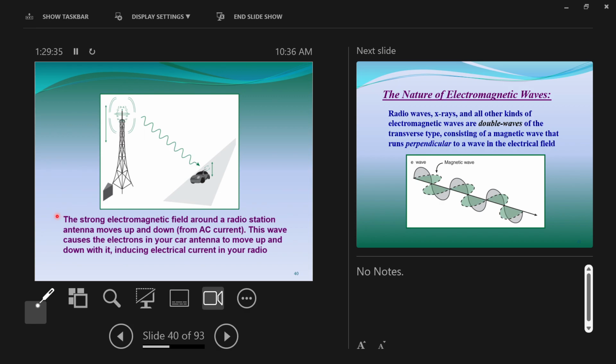So strong electromagnetic fields around a radio station's antenna shake the electrons in the antenna, and those shaking electrons wiggle the electric and magnetic fields in a very specific way to create the right wavelength of electromagnetic wave, okay, to get to your car's antenna and wiggle your car's antenna's electrons and send that down the wire through your radio, and sound comes out of your speakers, okay? The wave causes the electrons in the car antenna to move up and down, inducing electric current in your radio, and boom, you've heard something.